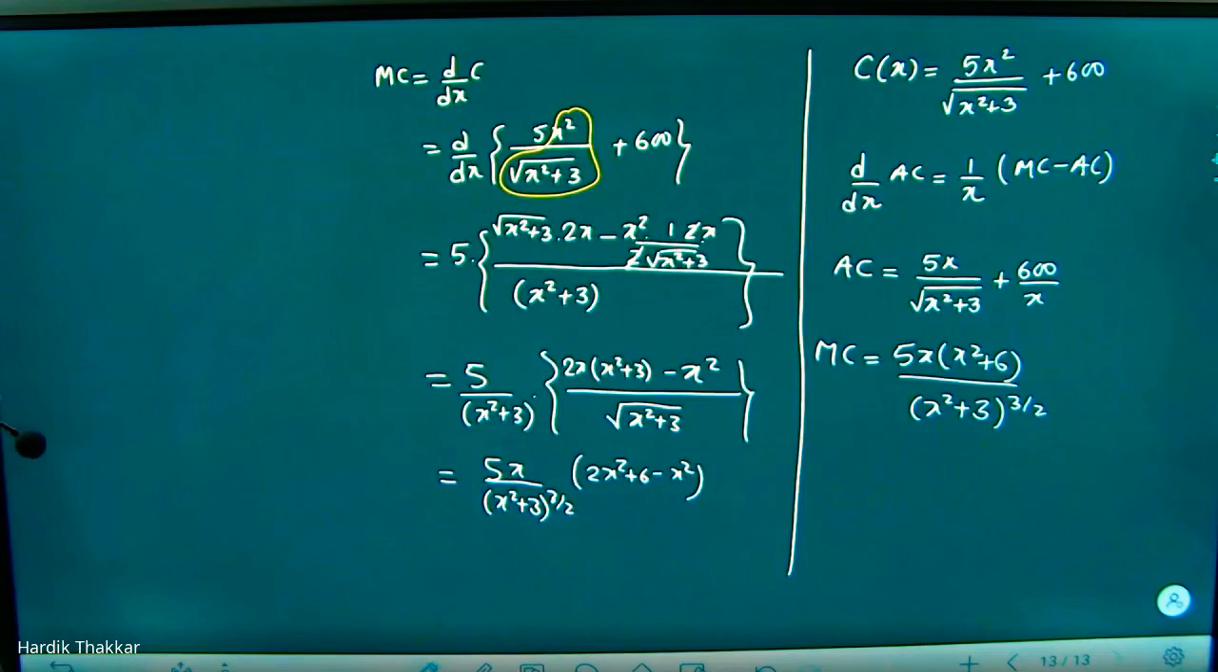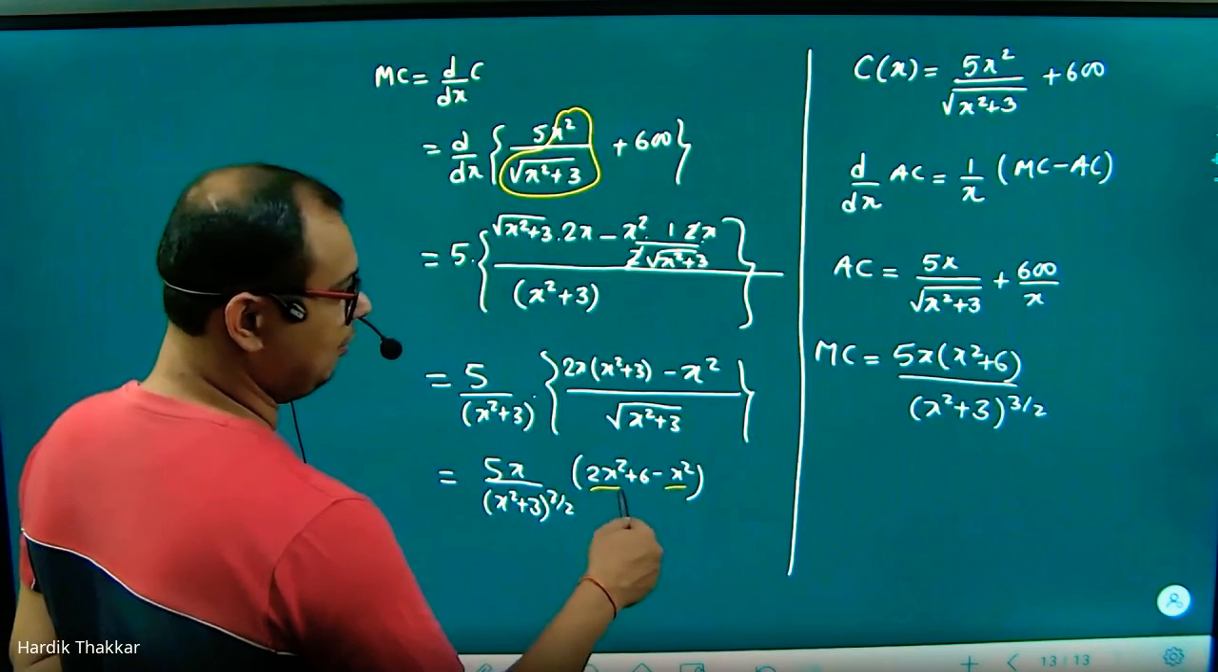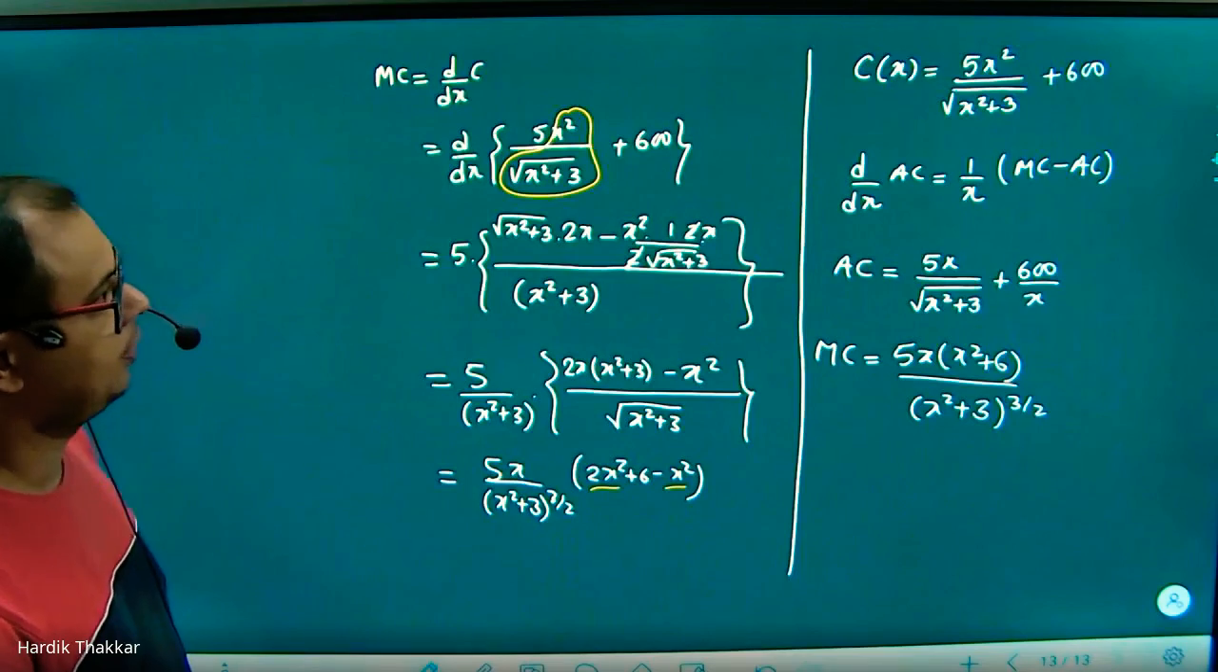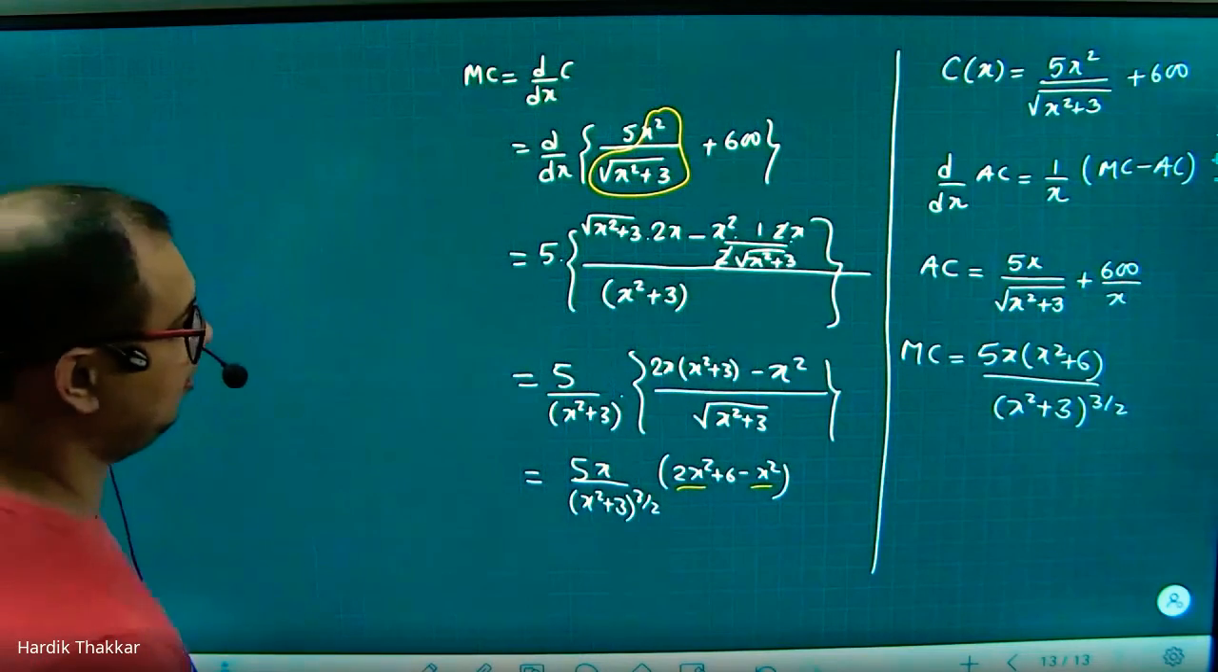Sir, 2 we have taken common, no? No, we have not taken 2 common from here. Actually, this 2x square minus x square, it will become x square. Yes, sir. Clear? Okay. So this is what MC is.